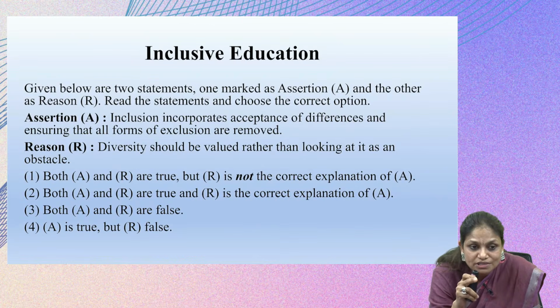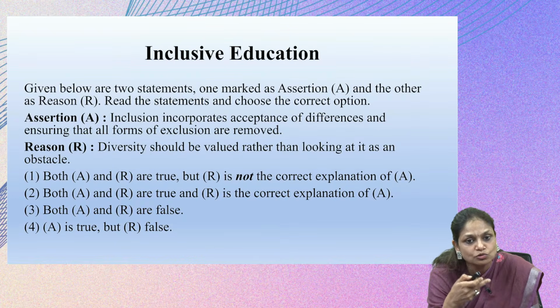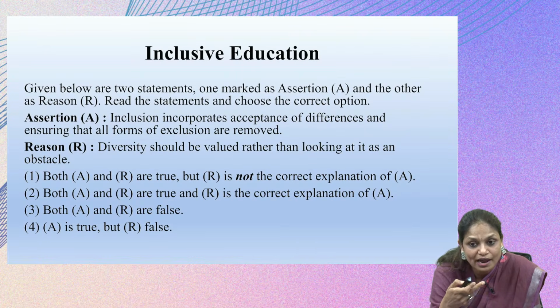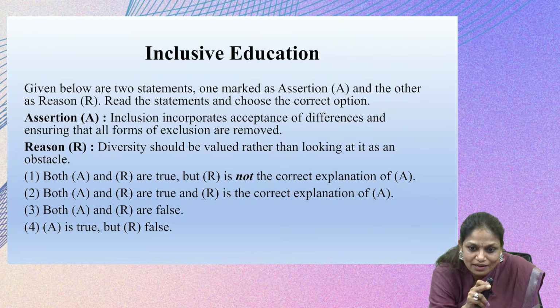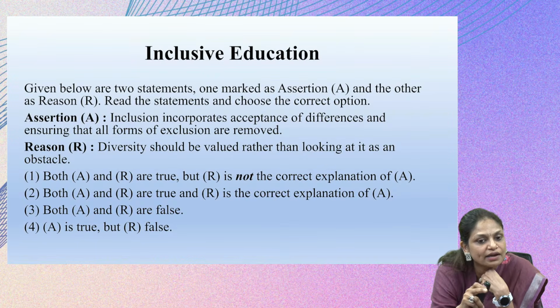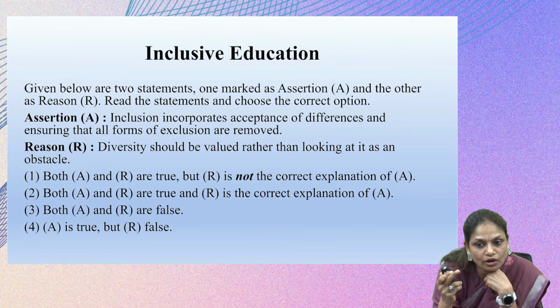When you look at this option, it says that R is the reason for, or related to, A. We know that for inclusion, we need to accept differences and exclusions need to be removed. For that, we need to value diversity and not look at it as an obstacle. So this statement is correct, and we will keep it. Then the third one is both A and R are false. That's not the case. Next, A is true but R is false, and we have already covered this. A is true and R is true, and R is the correct explanation of A.